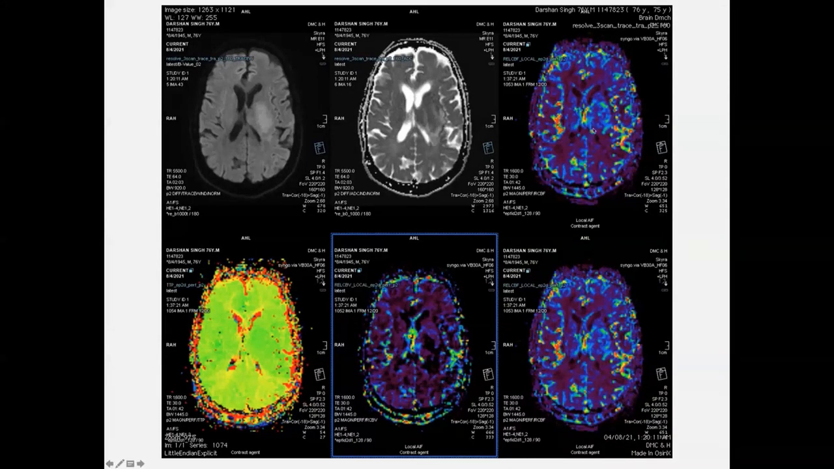So after injecting the contrast, acquiring the images, and post-processing, which is a two to three step process, we get something like these maps. Now we have injected the contrast, we have processed the data. Now, how do we interpret it? That is the most important part.